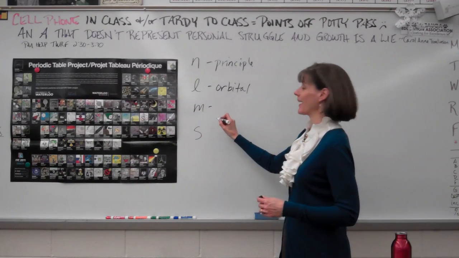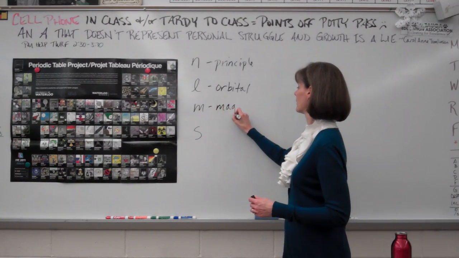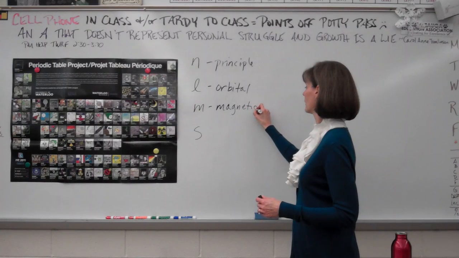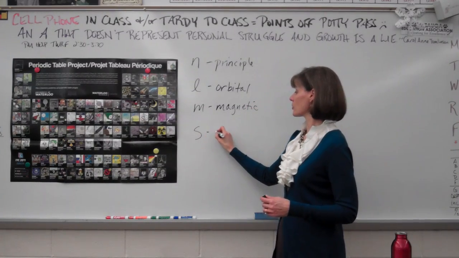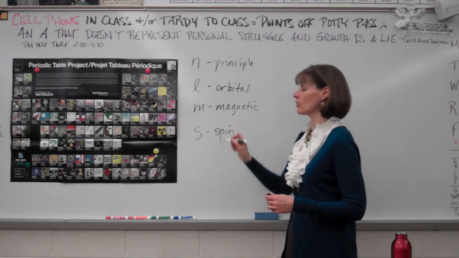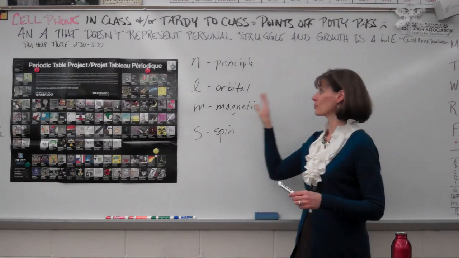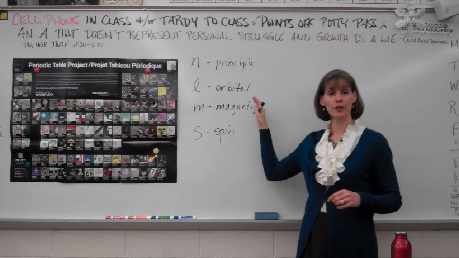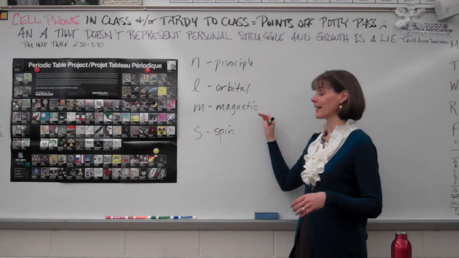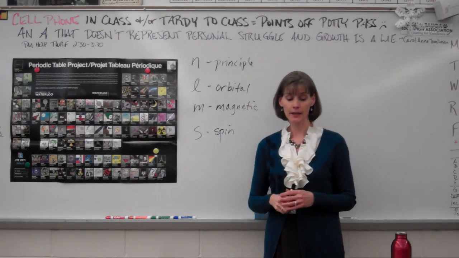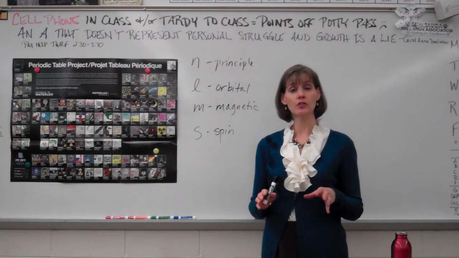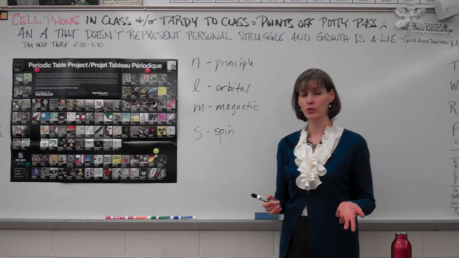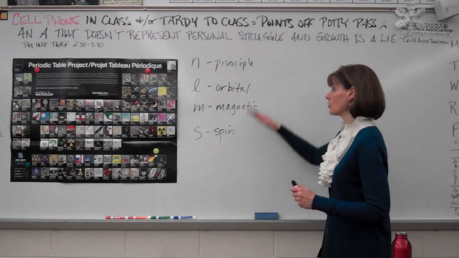M is the magnetic quantum number. And S is the easiest one. It is the spin quantum number. I'm not writing quantum number up here, but you get the idea. So, principal, angular momentum or orbital, magnetic, and spin. And this question, the hint says what each of them shows. Now, the question is actually only going to be about one of these. So you need to know these names.